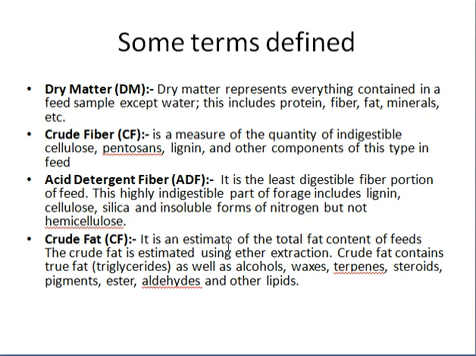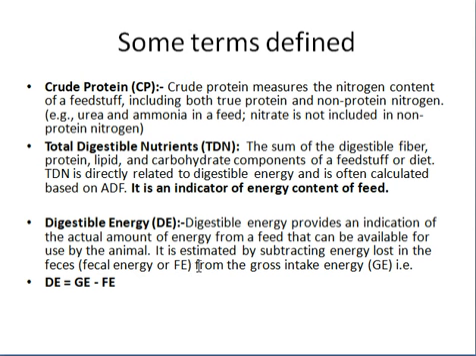Then comes crude fat. It is an estimate of the total fat content of feed. It is estimated using ether extraction. Crude fat contains true fat, for example triglycerides, as well as alcohols, waxes, terpenes, steroids, pigments, esters, aldehydes and other lipids. Another term we use is crude protein. Crude protein is the nitrogen content of feed. It includes true protein and non-protein nitrogen, for example urea and ammonia. Nitrate is not NPN.